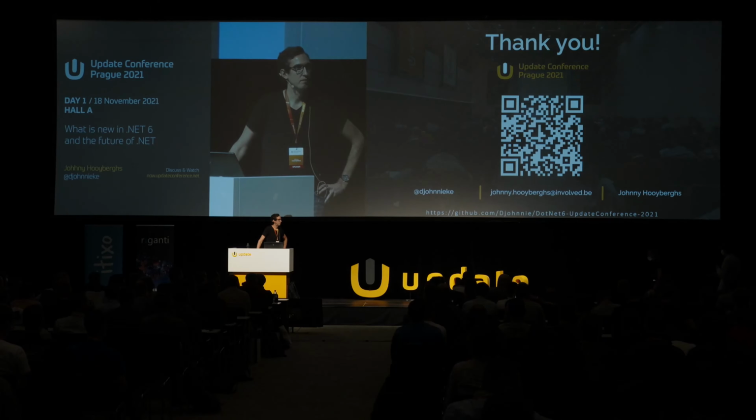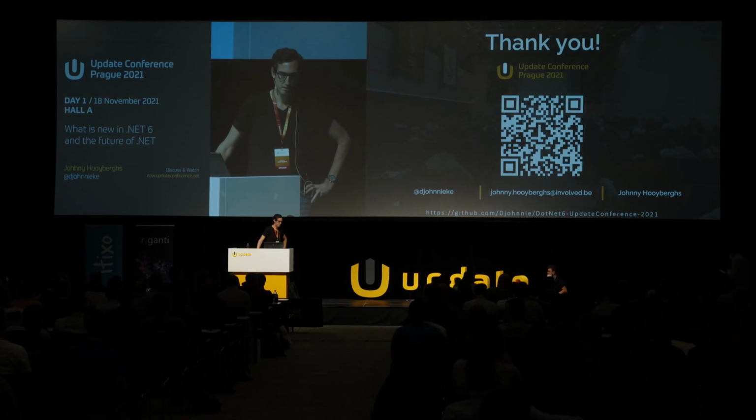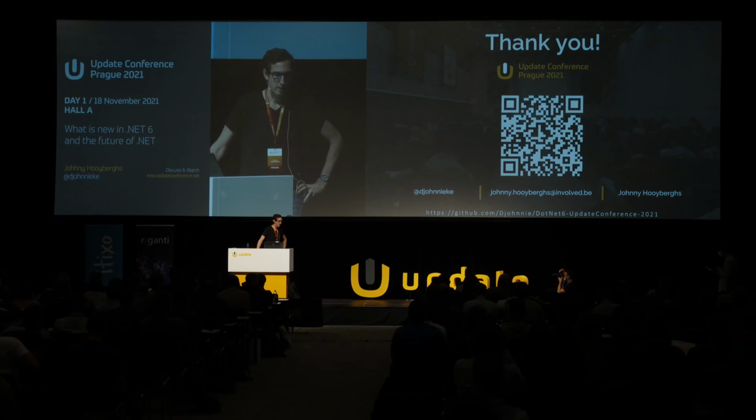So the first question is, can you give us some examples of when to use records? Is it a good feature to use for data transfer objects or for models for the web API?